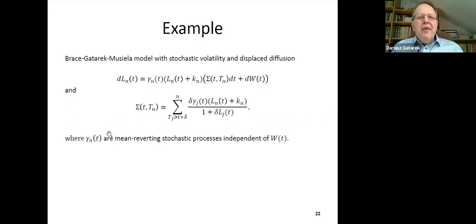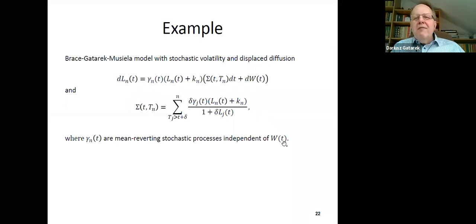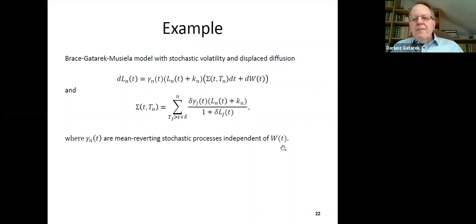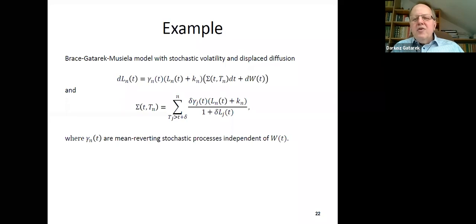But let me finish the stochastic volatility. Normally we assume independence from W. Has anyone got an idea why? No correlation between gamma and W. Why? Because in the equity world, you can deal with correlation. Try to answer, guys.